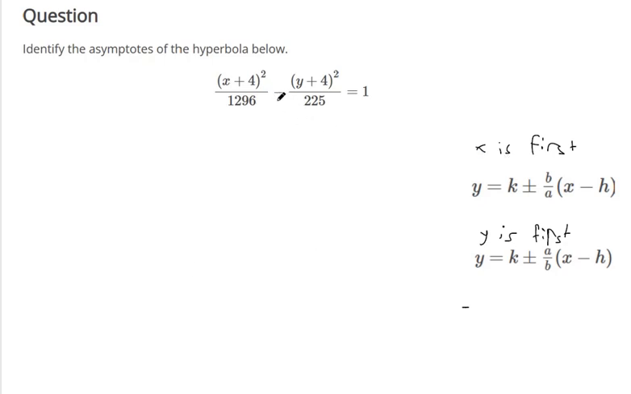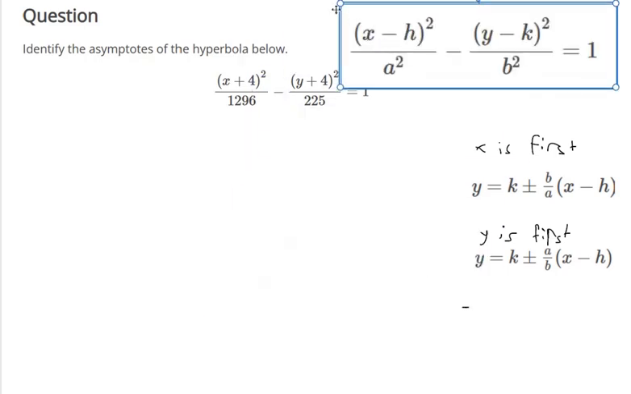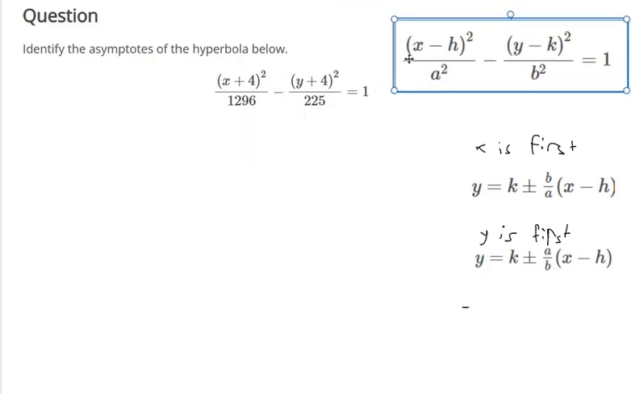Hyperbola has subtraction, so order matters. If x comes first, this is the equation of the asymptote, and if y comes first, these are the equations. Okay? So remember how it goes for h and k. Sorry, instead of drawing it out, I just copied and pasted it here. H is always the number subtracting from x. K is always the number subtracting from y.